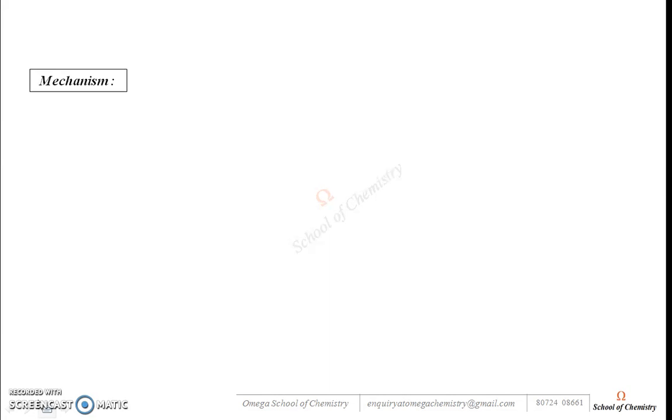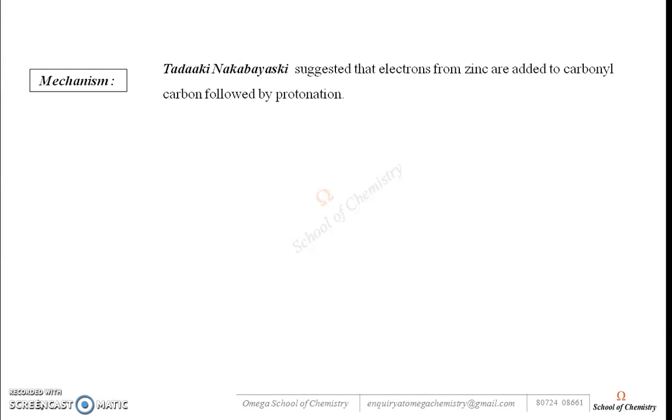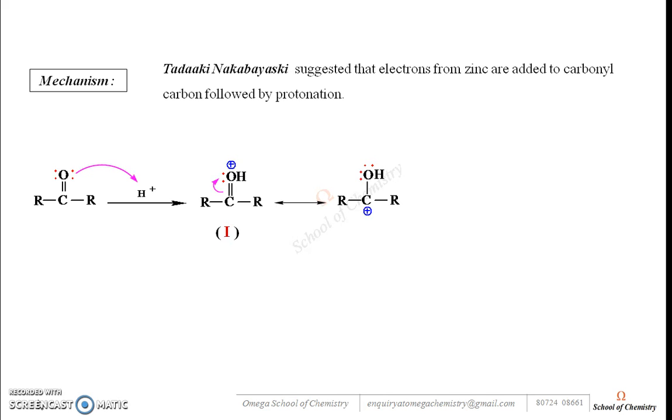However, Tadaki Nagabayasky suggested that electrons from zinc are added to carbonyl carbon followed by protonation. So, the oxygen of carbonyl group is protonated to give intermediate 1 that involves in resonance. Electrons from zinc are transferred to one of the resonance structures to convert it into carbanion.